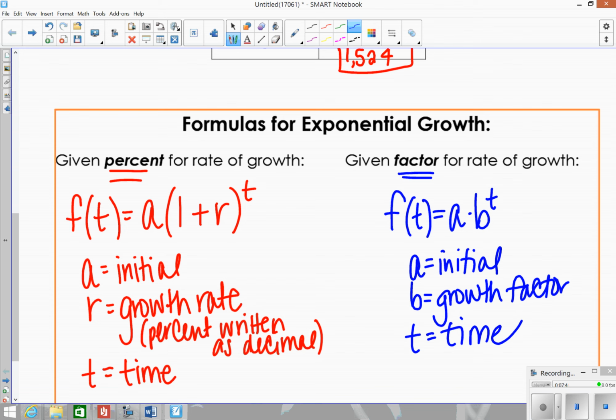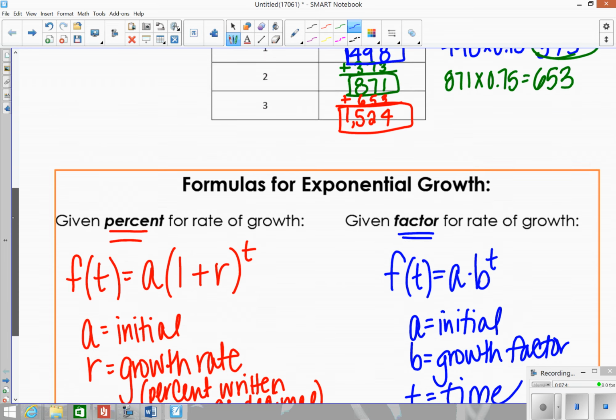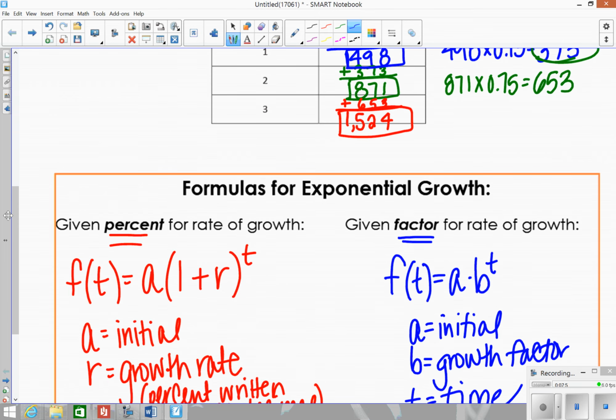So these two formulas end up coming out to be the same thing, because if you think about this previous example, the percent was 75%. When I write it as a decimal, 0.75. If I add 1 to that, it becomes 1.75. And if you remember what I said, you could have just multiplied these by 1.75 and you would have gotten the same answer, because 1.75 is really that growth factor. That's how much it's growing by, because you're taking 75% of the original and adding it onto the original, which gets you the new value.